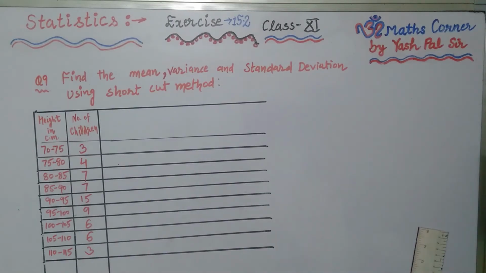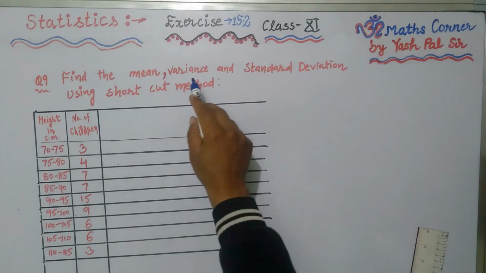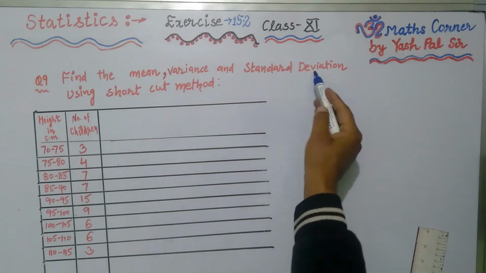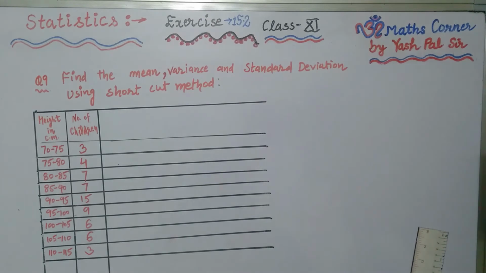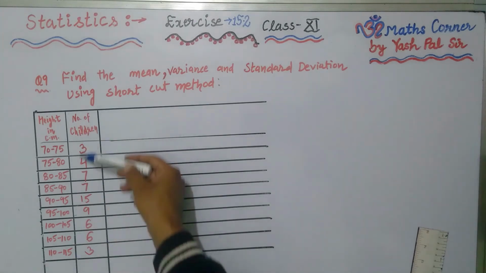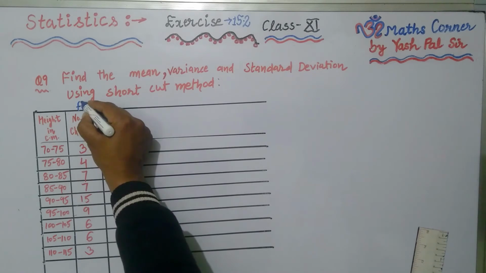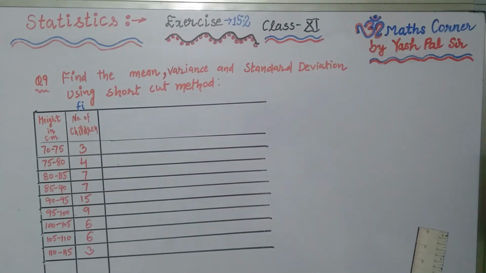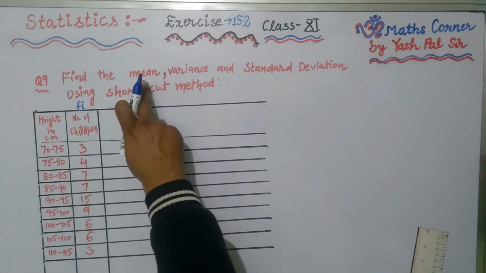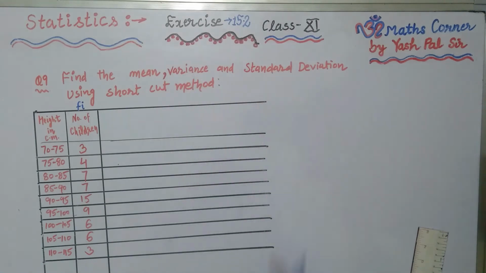Now we have question number 9. Find the mean, variance and standard deviation using the shortcut method. The table gives height in centimeters in the form of class intervals, and the number of children, that is the frequency. So here we are desired to find the mean, variance and standard deviation.